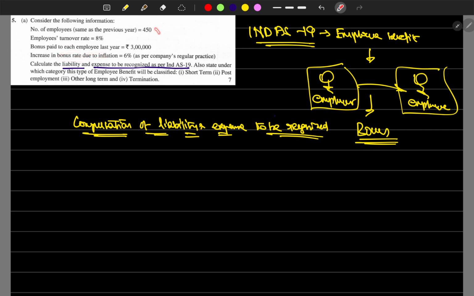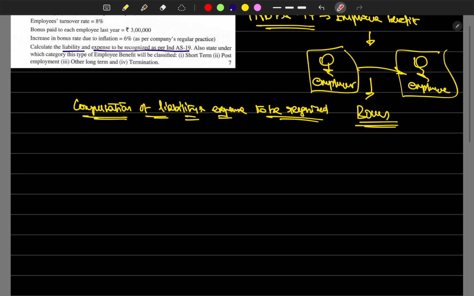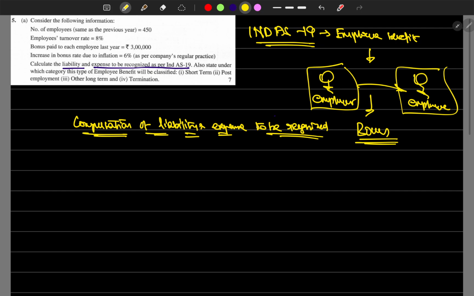You can see that there is a relation between the number of employees and their attrition rate, and the bonus and its inflation rate. The problem revolves around these two things only. Let's quickly put this down, and we have to find out the liability and the expense to be recognized.